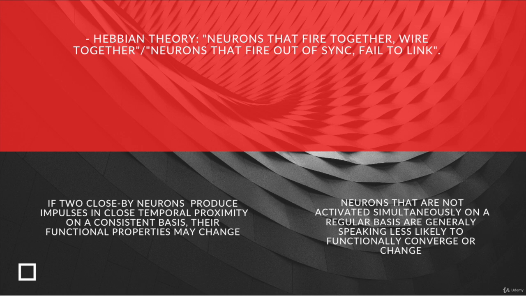If two close-by neurons produce impulses in close temporal proximity on a consistent and regular basis, their functional properties may change. In contrast, neurons that are not activated simultaneously on a regular basis are, generally speaking, less likely to functionally converge or change, and they are more likely to actually cancel any kind of chain between them. And keeping in mind that this is just the beginning.